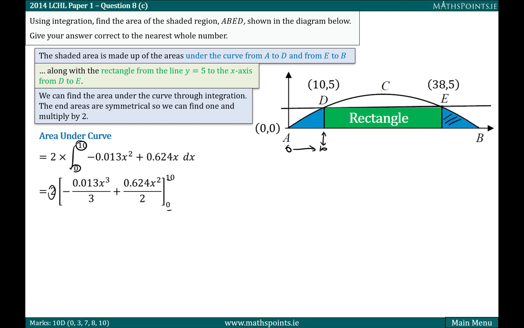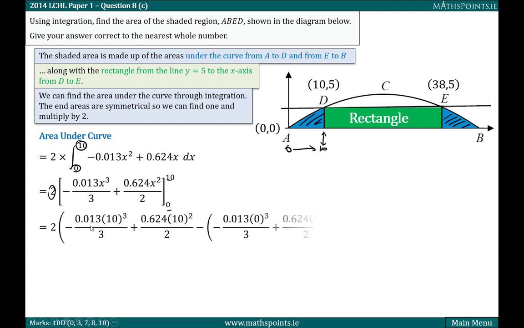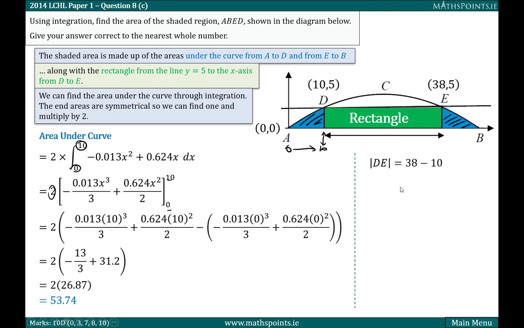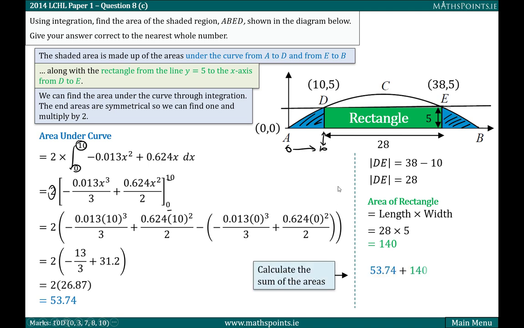That represents this other blue area on the other side. When we sub in 10 and 0 and tidy it up, we get 2 times 26.87. So each of these blue areas is 28.87 multiplied by 2, and we get 53.74. The rectangle, as we said, was 28 wide, multiplied by 5, which was 140. And so the total area of that shaded region is 140 plus 53.74, which is 193.7.